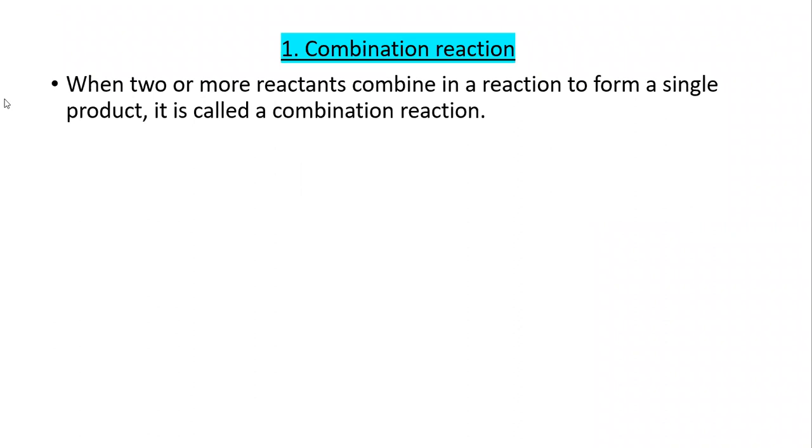Combination. As the name indicates, combination means combining. In this reaction, two or more reactants combine to form a single product. A and B are two reactants and C is the product. Here only one product is there. It is not compulsory to always combine two reactants. It can be more than two also. But always the product will be single. A single product will be formed. Such type of reaction is called a combination reaction.